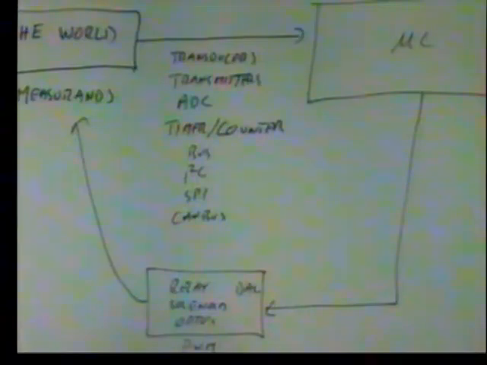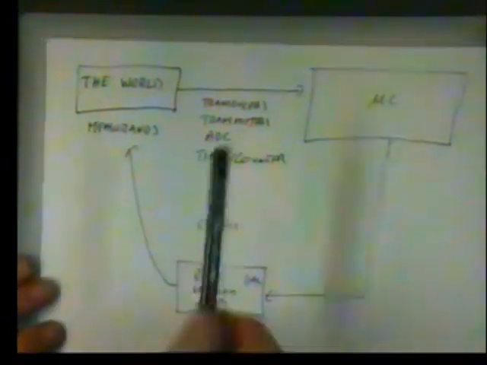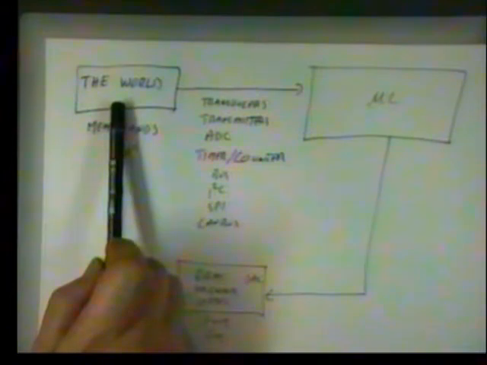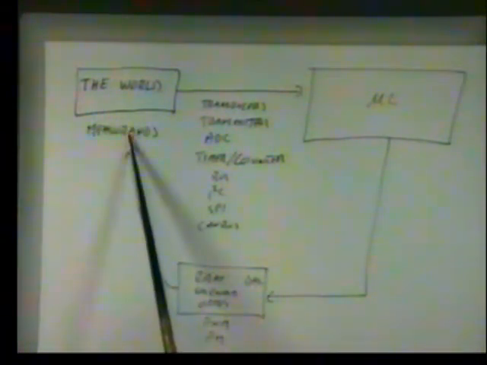Welcome to part 5 of real-time systems development. Now let's have a review of where we've got to. We're slowly building up our picture more and more. We have the world, that's us, that's what we're trying to control, and in the world there are these measurands.